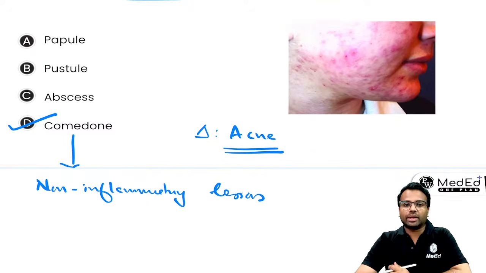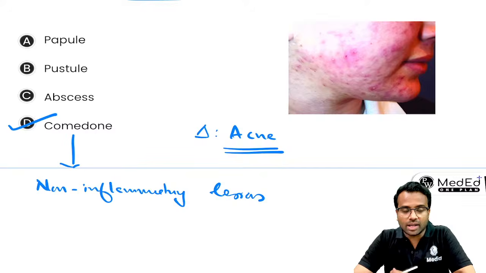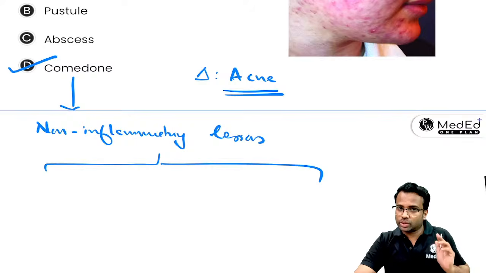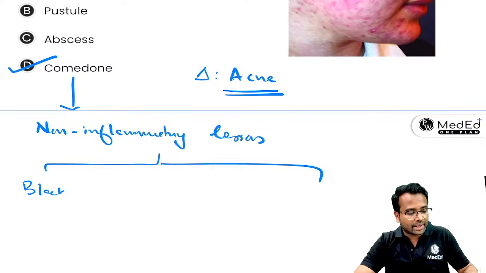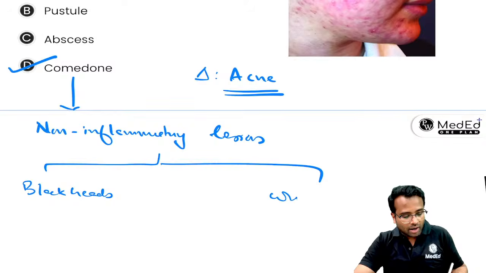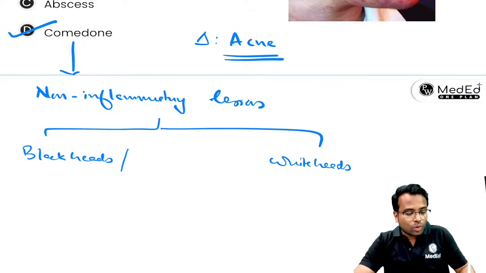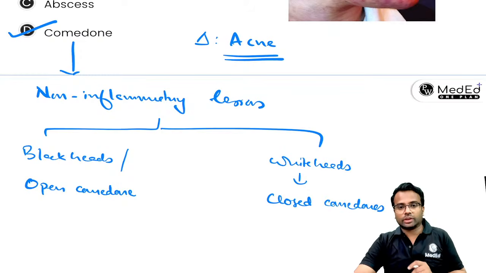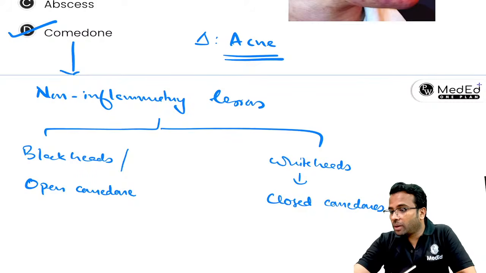All of you should remember that there are different types of comedones that we can see. How many types of comedones do we have? These comedones can be of two types. Just remember, one can be blackheads, the other can be whiteheads. In the MCQ, rather than mentioning a blackhead, they may mention an open comedone, and whiteheads would be closed comedones. So these are the two types of comedones.